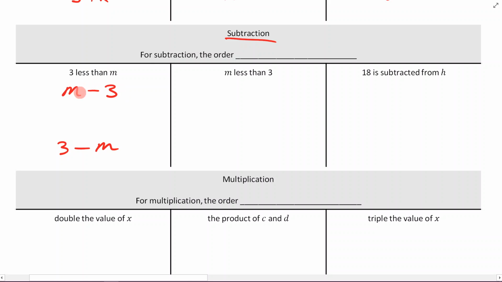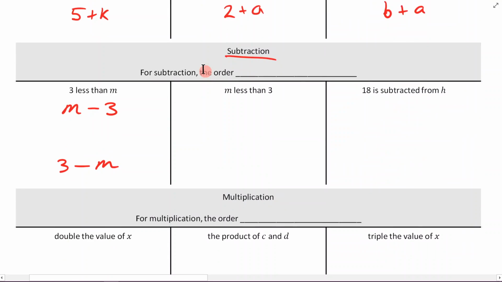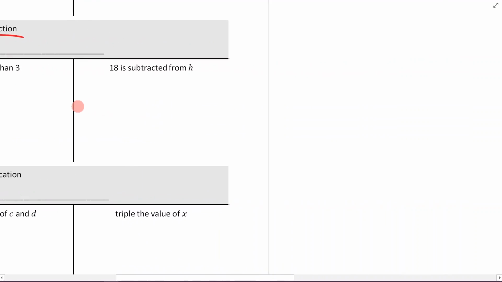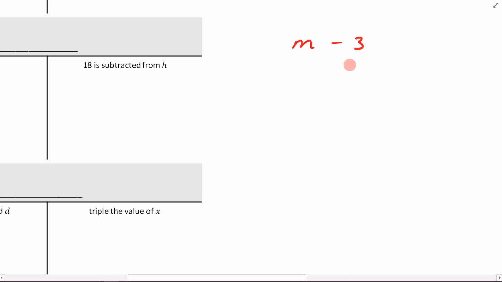So now the question is, is M minus 3 the same as 3 minus M? Does the order matter for subtraction? We know the order doesn't matter for addition, but does it matter for subtraction? Well, let's give it a go. We have M minus 3 and we have 3 minus M. If I said, let M equal 5, so that means I'm going to come here and I'm going to put 5 there. 5 minus 3 is equal to 2. Okay, well, let's come to our other one in which the order is switched, and we're going to put a 5 here. What's 3 minus 5? Well, 3 minus 5 is going to be negative 2. These aren't the same. They are not the same.